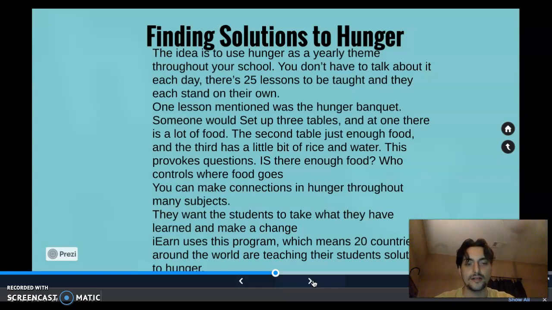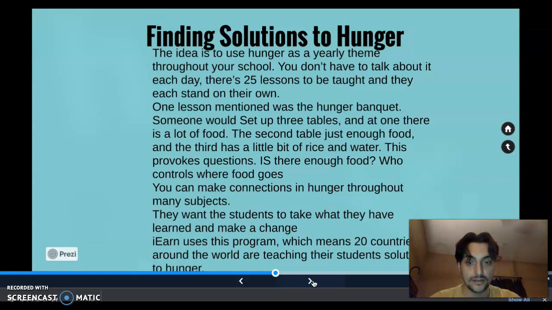One of the lessons that I talked about was the hunger banquet, and this is where you set up 3 different tables. One table has a lot, one table has just enough, and the other table has just rice and water. And this raises questions as to why is there not enough food? Who controls where the food goes? Why do some people have a plentiful amount of food and some people are struggling to get a hold of food?